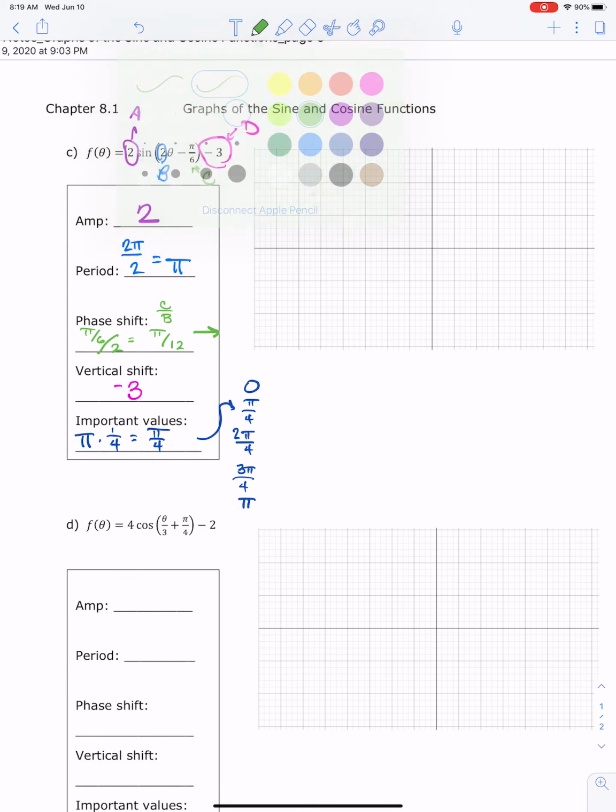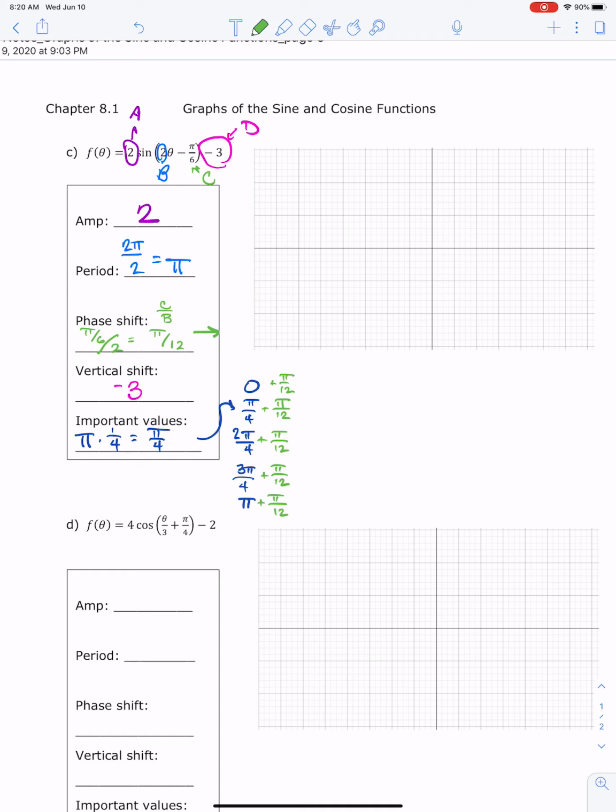And we need to accommodate for this phase shift. So what I'm going to do is add pi over 12 to each of these values. If you're really comfortable graphing, you really don't need to do this. If you know the shape, you understand the pieces, you've got that start, the end, the midpoints. This is kind of nice just to double check and make sure you're on the right track if you're a little unsure of yourself. So pi over 4 is 3 pi over 12 plus pi over 12.